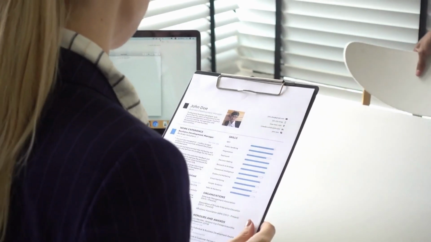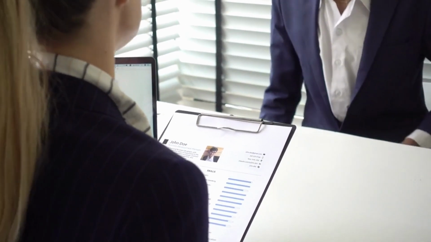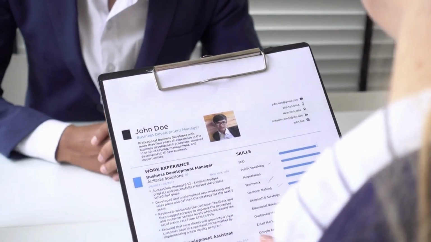Oftentimes we design a resume thinking that a designer is gonna look at our resume, but a lot of the times the designers or the creative professionals are not really the people that are going to be looking at your resume. Most of the times someone from the human resources department is going to be the person that's going to be looking at your resume. So they don't really care about the design being super wow.